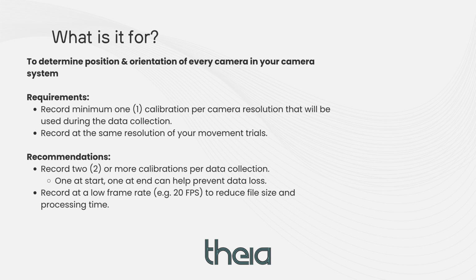Chessboard calibrations should be recorded at the same resolution you will use for your movement trials, but can be recorded at a low frame rate such as 20 frames per second to reduce file size and processing time. If you will be using multiple resolutions during your data collection, make sure to record chessboard calibration trials at every resolution. The steps for recording extrinsic chessboard calibrations are as follows.